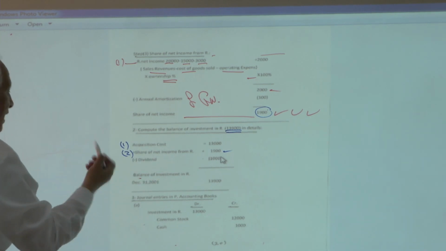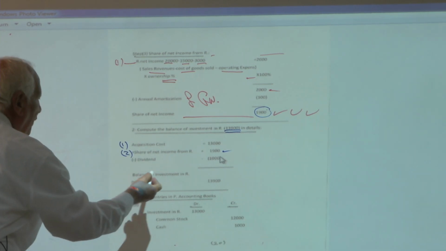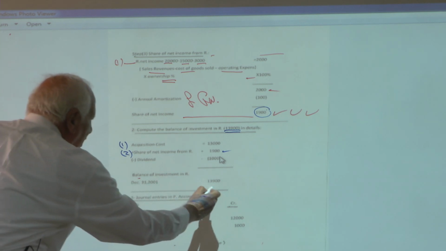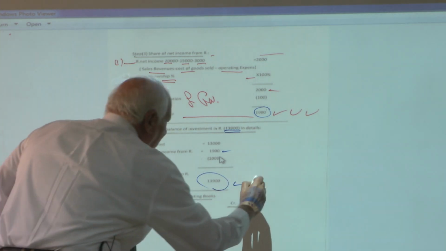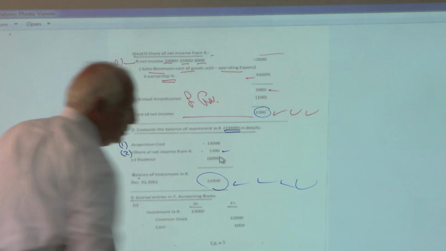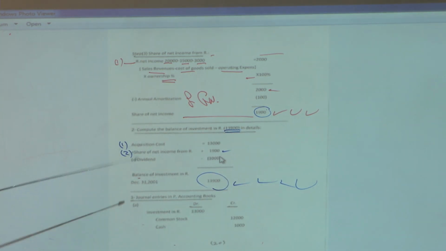All of this gives me at the end the balance of investment in R, 13,900. That's what we need. If you get this number, that means you're right. You're good. For each one, you need to come to this number. Okay.